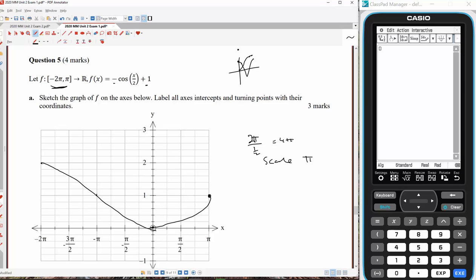Okay, so that's probably the worst ever trig graph, but you guys needed to do a little better than that, given that you didn't have to draw it on a screen. So that's the endpoint, turning point, and endpoint.